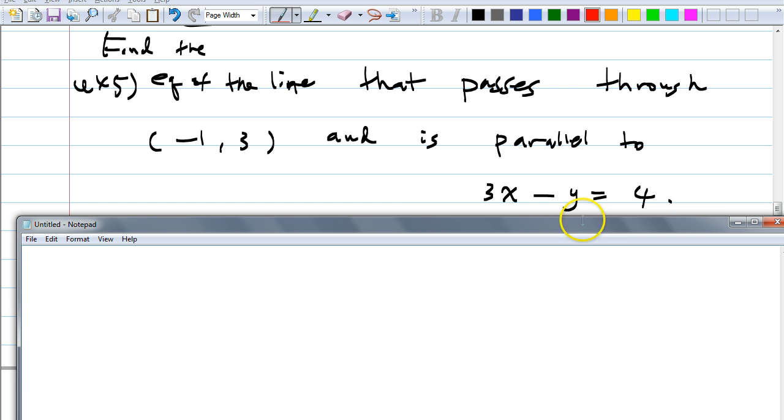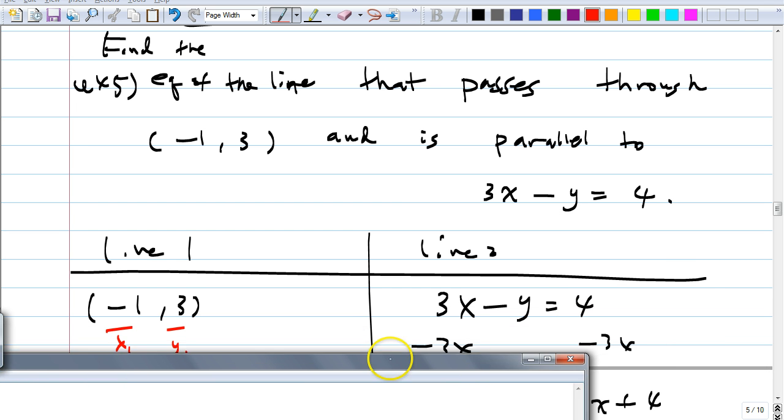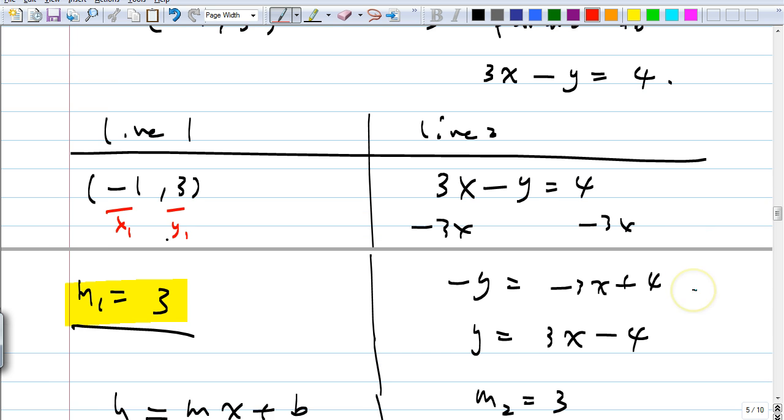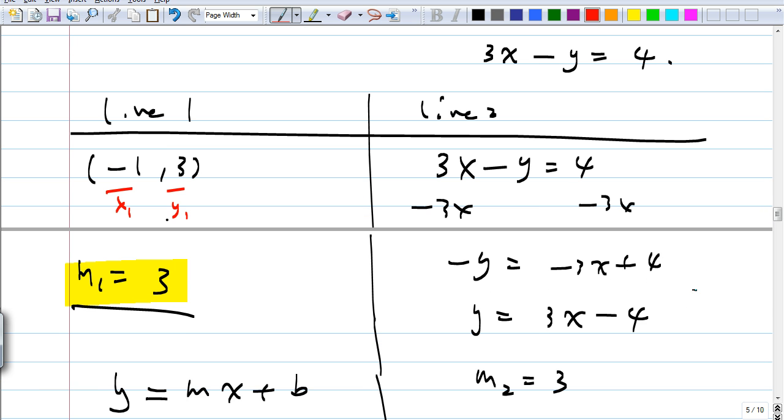So what do we get when we solve for y? Here's line 1. When you solve for y, y = 3x - 4. Do we even need the y-intercept for line 1? No, we don't need that. We just need the slope. Because they are parallel, you know the slope is the same. So for line 2, (-1, 3) is the point, and the slope has to be 3, because they have to be the same, right? Do you know how to find the equation of this line then?